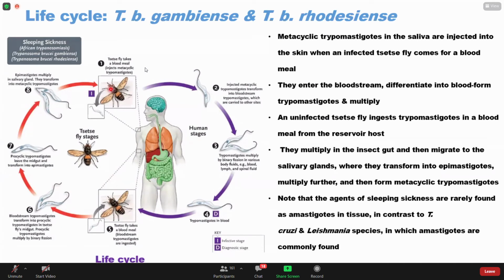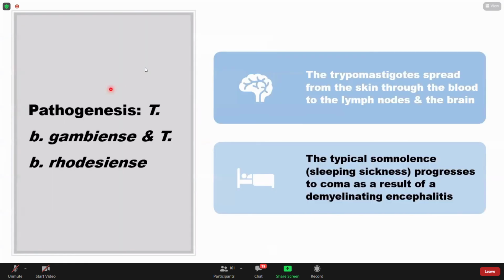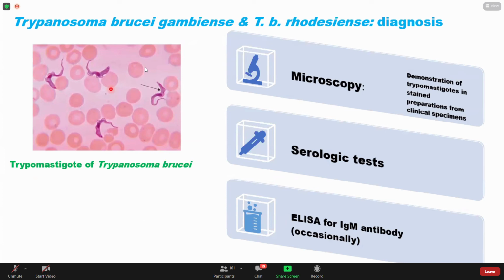Now, with this parasite, what sample are you going to send to the lab for diagnosis? The skin won't help. Blood, yes. So we can send in pathogenesis. This is self-explanatory. I'm going to quickly round up. So blood sample, and you can actually demonstrate the trypomastigote in blood smears, okay? And this will be a thin smear because you can see the red blood cell, okay?